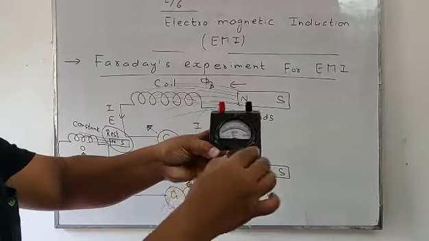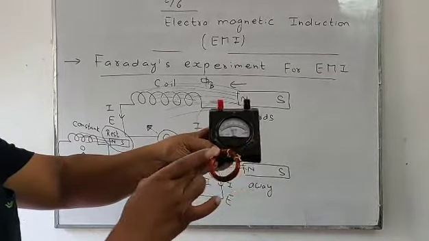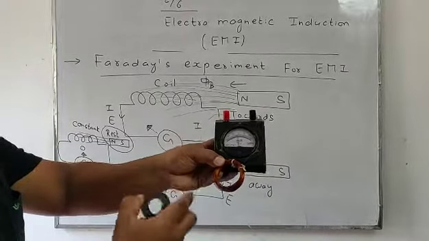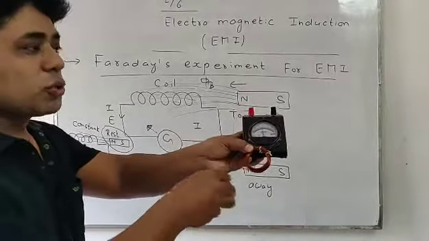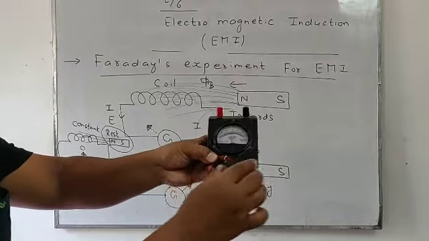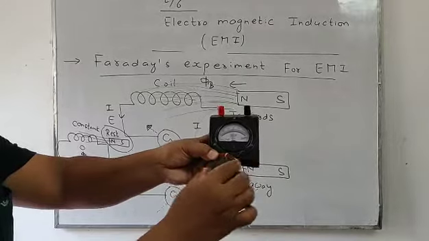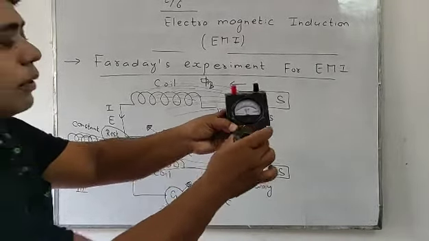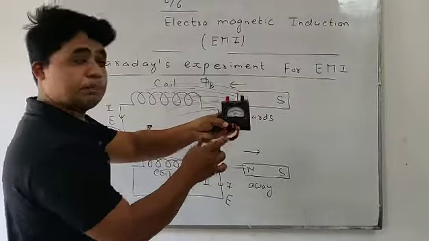So whenever the magnetic flux linked with this coil changes due to the relative motion of the magnet, this coil produces current and EMF. Such a phenomenon is said to be electromagnetic induction. So you are seeing the practical demonstration of electromagnetic induction, students.